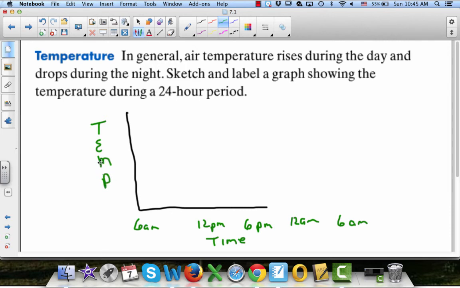Okay. It says, in general, air temperature rises during the day. Now, are we going to start at zero? Well, probably not, unless you're in a place where it's very cold, okay? So let's start up around here. And the temperature will rise and rise until around 6 p.m., and then it starts getting cooler and cooler until it's about where it was. So this is not a linear graph because the temperature doesn't increase the same amount all the time. That's what linear indicates to you, is that it's increasing or decreasing the same all the time.